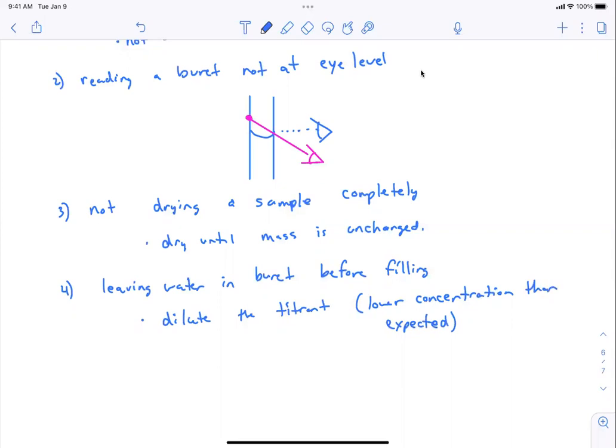So when you leave water in a burette, you're going to dilute that acid or base, and therefore you're going to think it's 0.1 molar, but it's really 0.09 molar. And you're going to be titrating with 0.09 when you think it's 0.1. So leaving water in the burette dilutes the titrant, therefore the concentration is lower than you think it is. But the problem is you don't know that, so you treat it as the concentration that you believe it is, and then your volume is going to be too high.